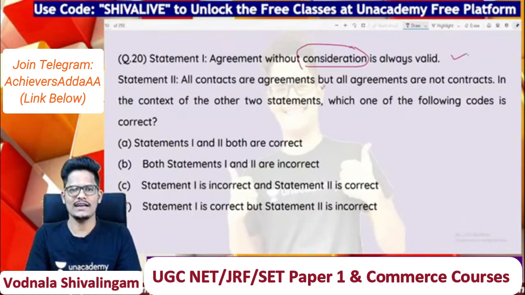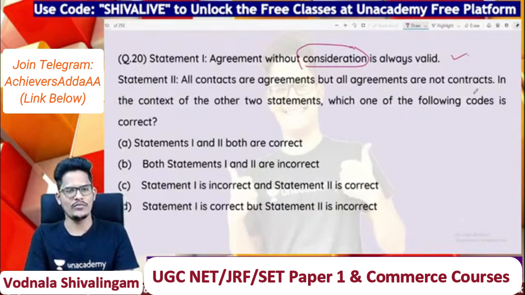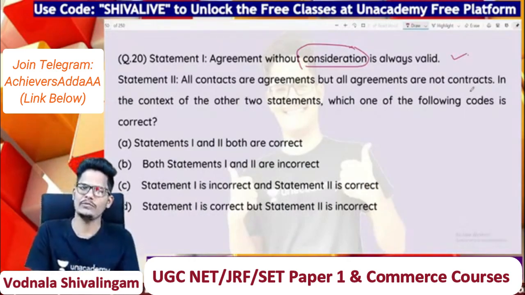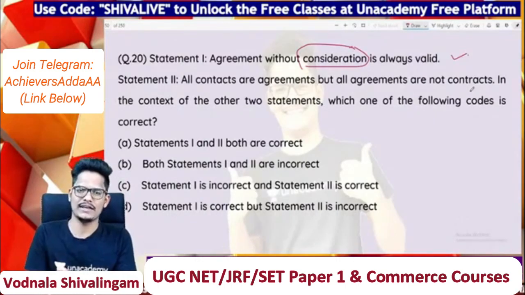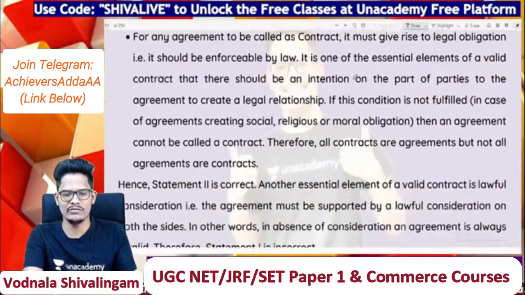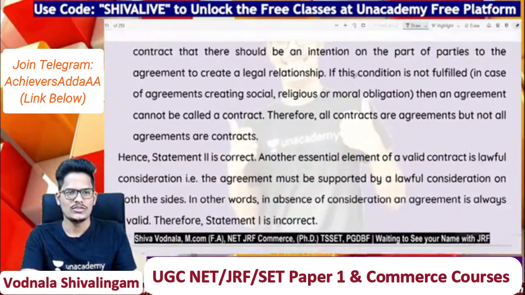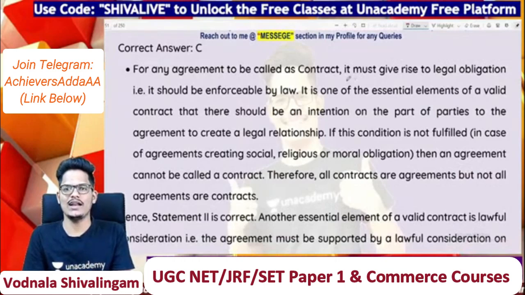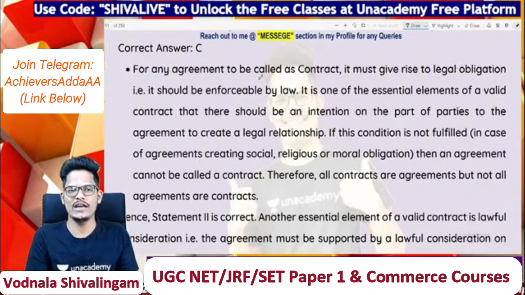And all contracts are agreements, but all agreements are not contracts. Obviously, once the agreement is enforceable by law, then it becomes a contract. That means all contracts become an agreement, but all agreements are not contracts. The second statement is correct and the first statement is not correct. For any agreement to be called a contract, it must give rise to a legal obligation, that is, it must be enforceable by law, which will become a contract.